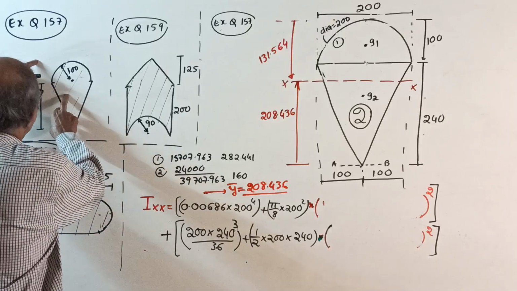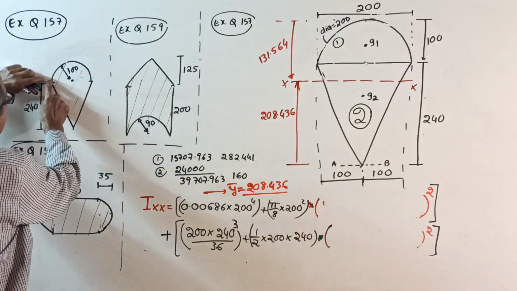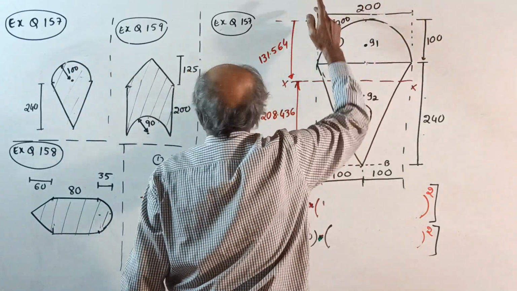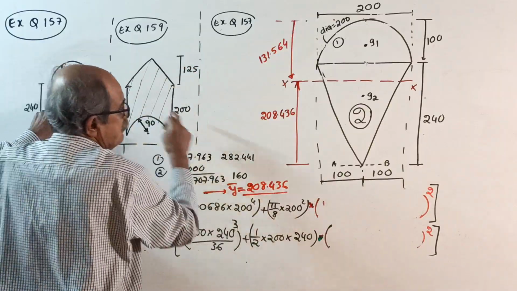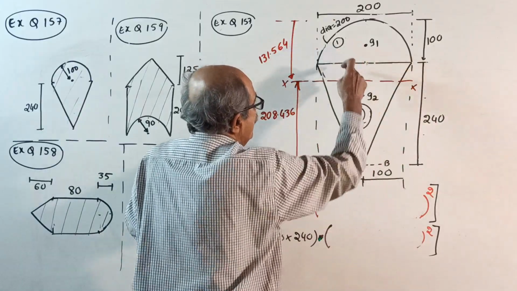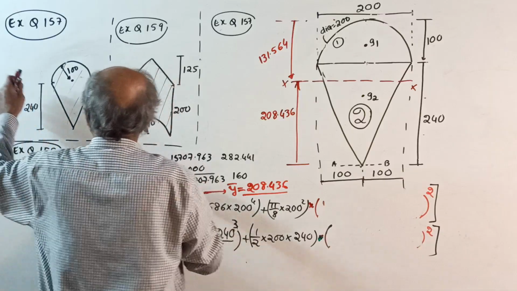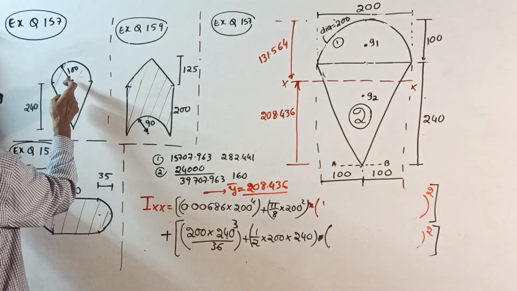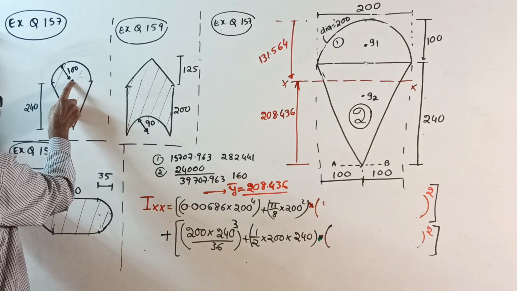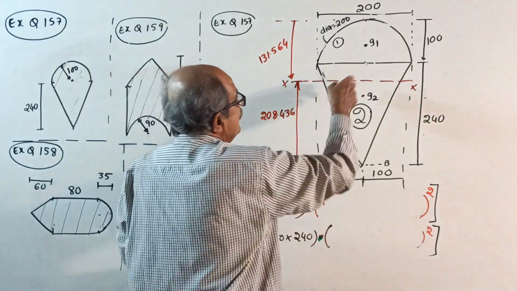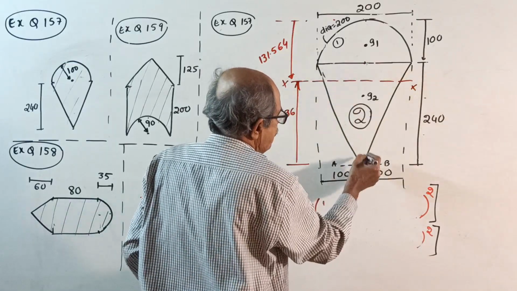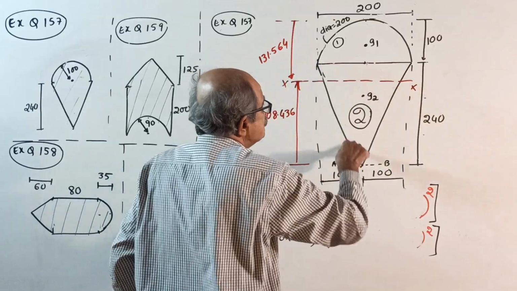Okay. See, first question, today's 157. Base 200, so this triangle base also 200. Height 240. Remember, it is not given what type of triangle. This distance is not given, but the center is given here. So, undoubtedly, if the center of the circle is here, it is the same point. So, this is an isosceles triangle.